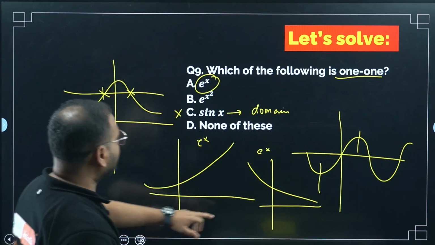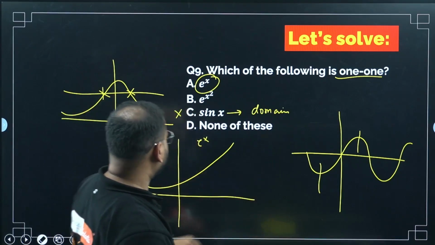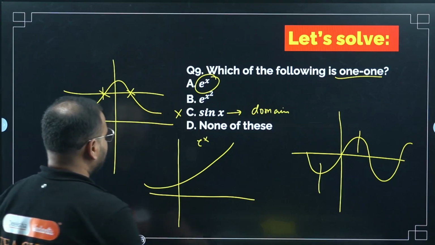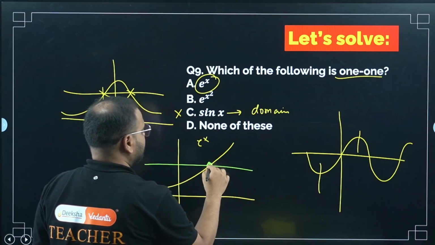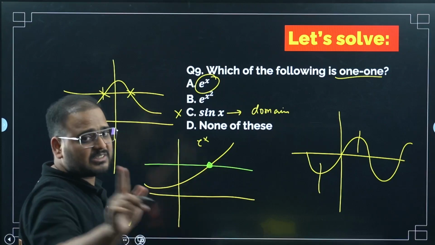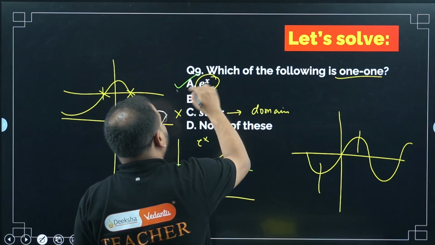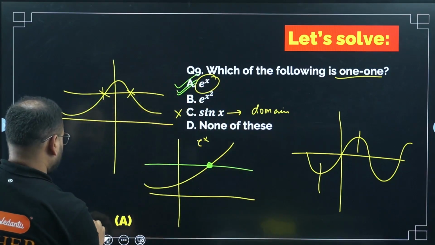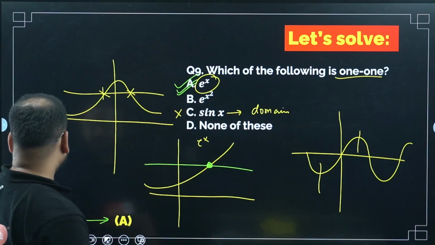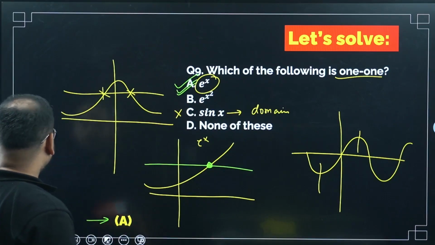So whether you look at this graph or this graph, any graph, draw a straight line. How many intersections? One intersection. One intersection means 1-1 graph. Answer is A. Answer is A, sir. I am moving on, sir.